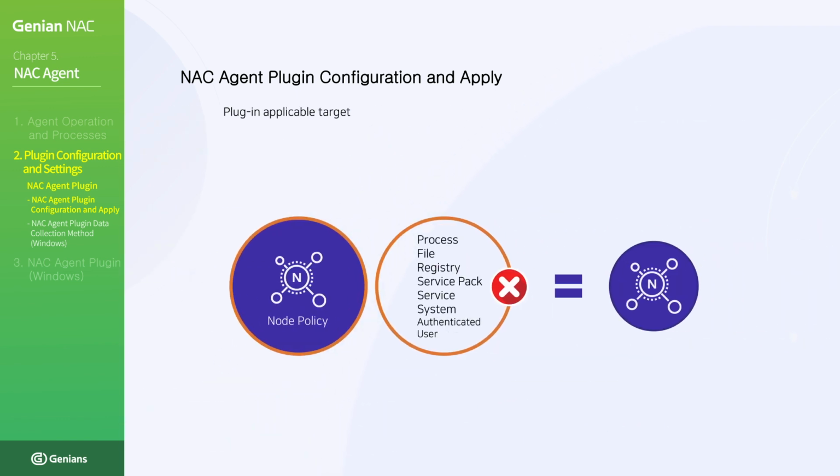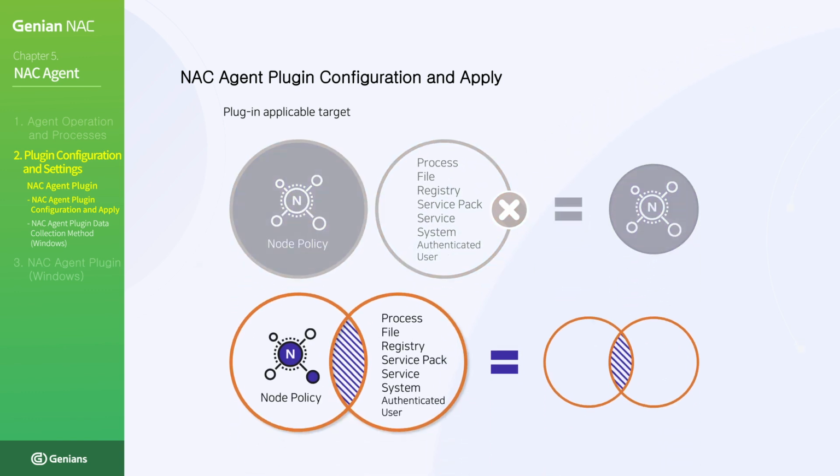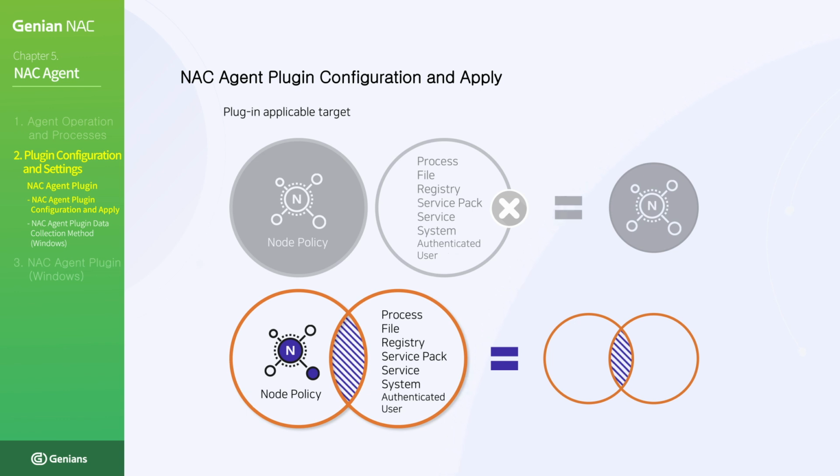Node actions are applied to the targets assigned to the node policy by default, as they are linked to the policy. When execution conditions are configured for a plugin, even if the same node policy is assigned, the operational scope can be specified based on the plugin's execution conditions.